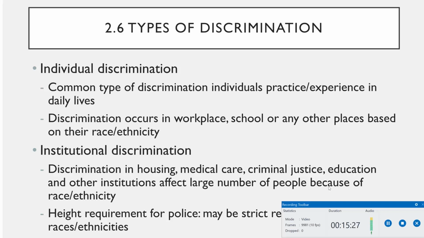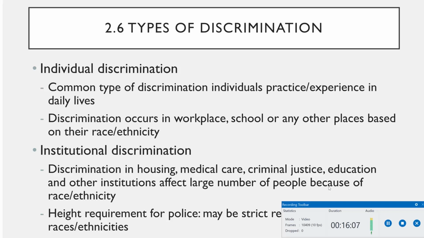We may be familiar with individual discrimination because this is a very common type of discrimination we can encounter in our daily life, in school or the workplace, and when we visit government places or other places, based on our race and ethnicity. But institutional discrimination is a bigger scope of the concept, which is the macro concept. Discrimination in housing, medical care, criminal justice, education, or other schooling processes is institutional discrimination in that range of society.